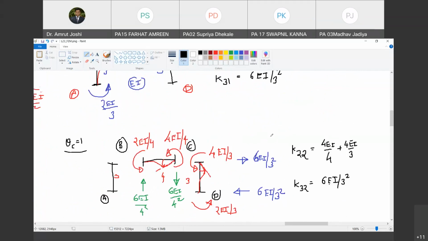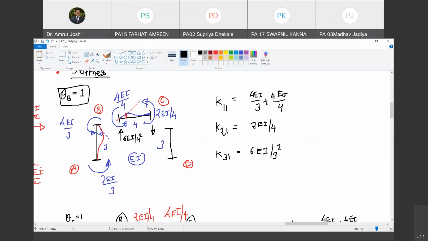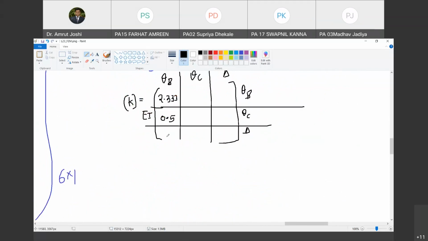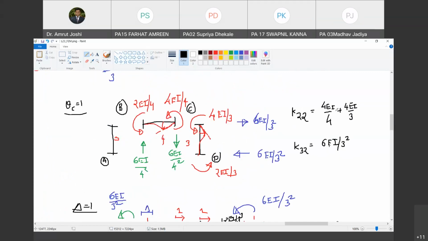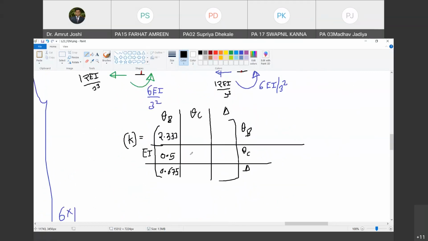K21. What is K31? Tell me. 6/3 square. So can you tell me how much is 6/9? Sorry, 9. How much is 6/9? Sir, 0.67. 0.675, is it? Yes, sir, 0.675. So now can you tell me what is K22? It is again 4/4 plus 4/3. That is 2.33.